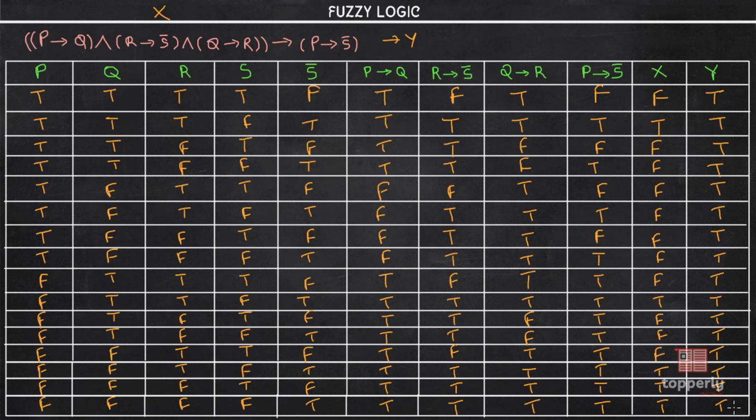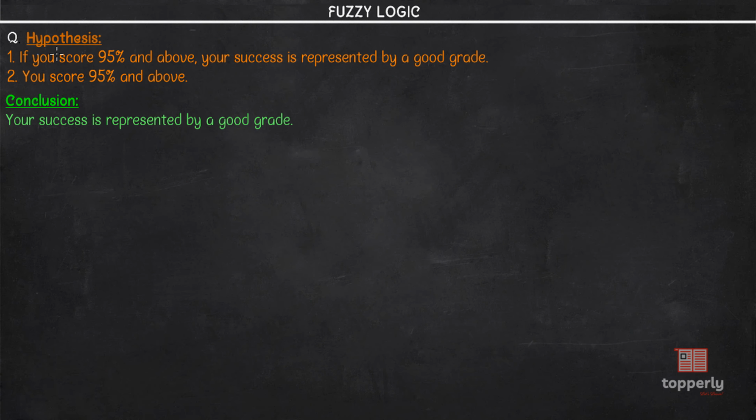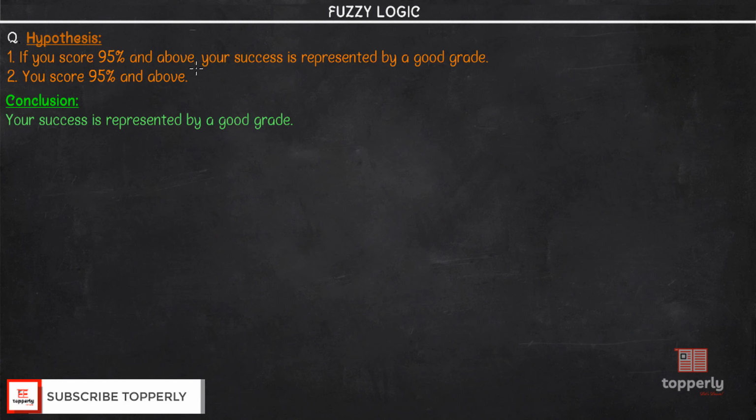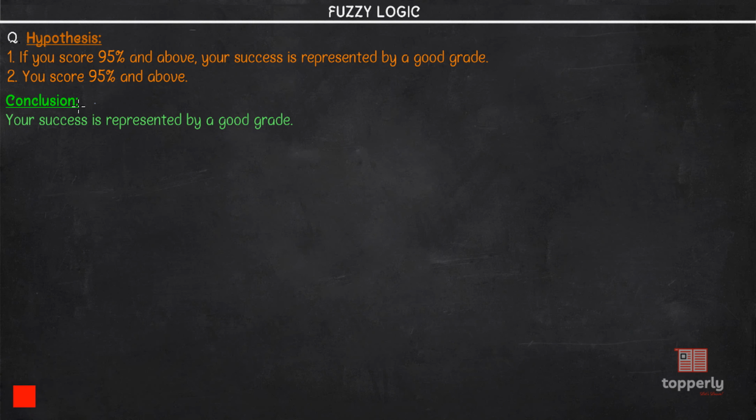Now let's solve another question with logical proofs. In this question, we are given a hypothesis as if you score 95% and above, your success is represented by a good grade. And the second hypothesis is you scored 95% and above. And the conclusion is given by your success is represented by a good grade.